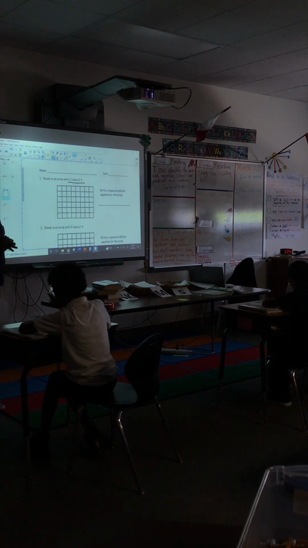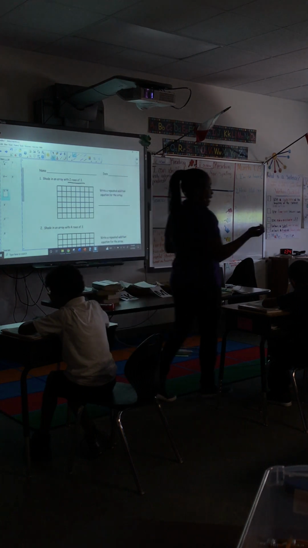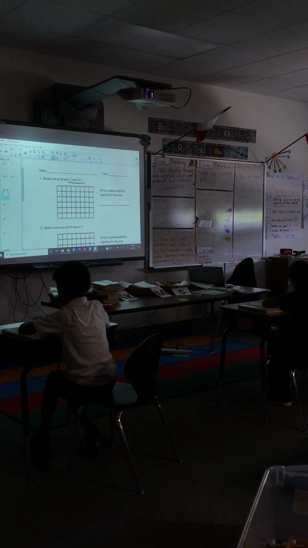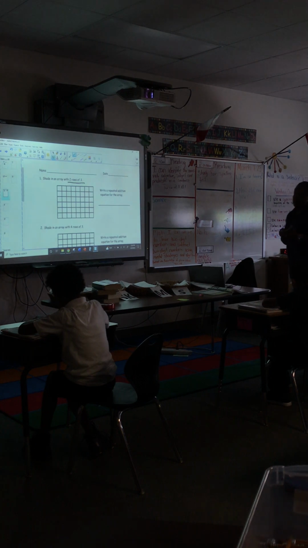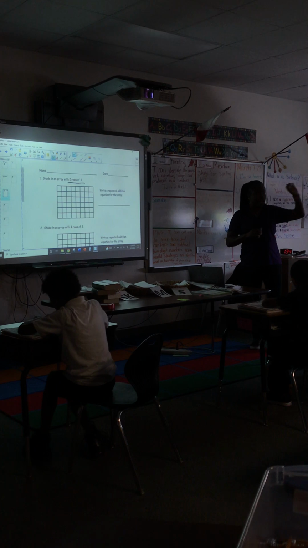Which way do rows go? Left to right, left to right, going across. And how many need to be in each row? How many rows are we going to shade? 2 rows. And in each row, we're going to shade how many?